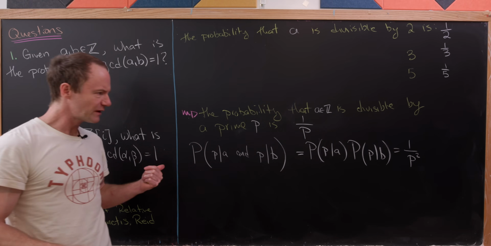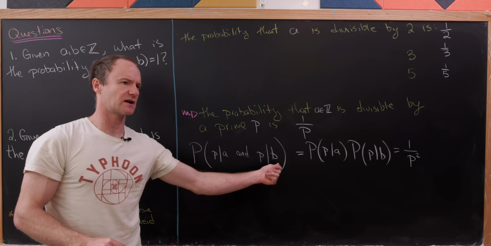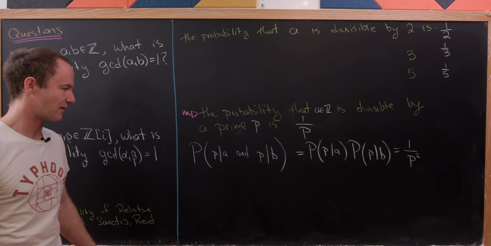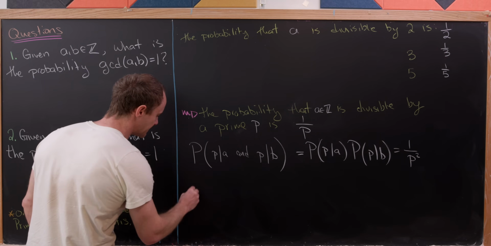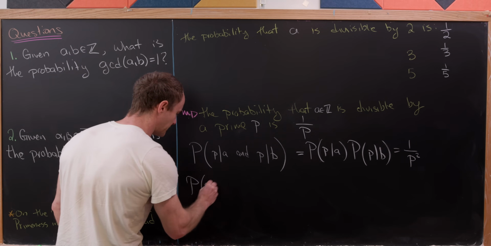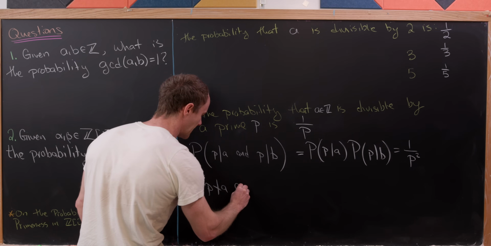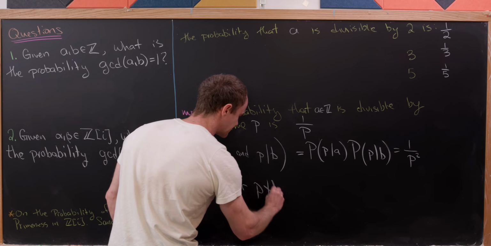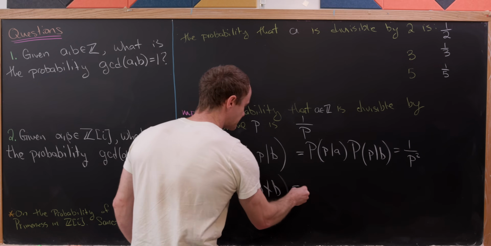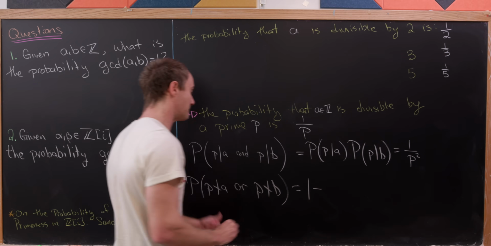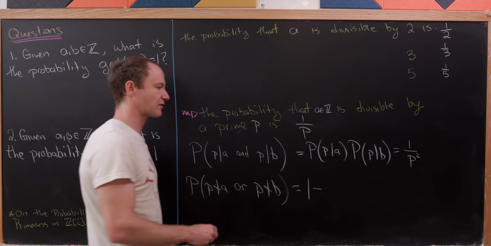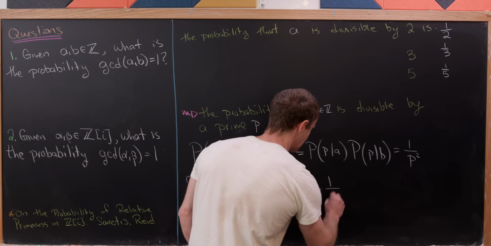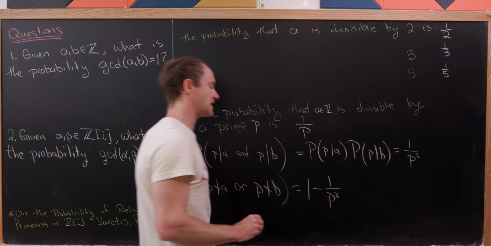But now what we really want to look at is the opposite of this event occurring. That would be the probability that p does not divide a, or p does not divide b. Let's observe that that's going to be 1 minus the probability that p divides a and p divides b. In other words, it's going to be 1 minus 1/p squared.